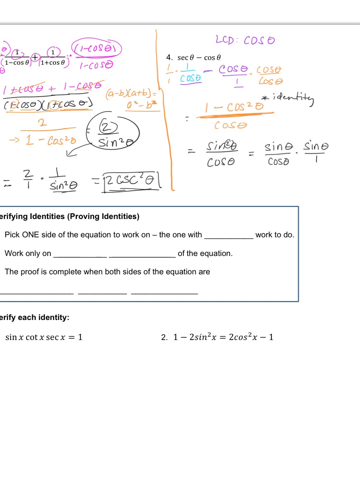This first fraction becomes tangent theta, and then just a times the sine theta. We don't put it over 1. And so there's your final answer for this one. Again, I need to see the work, and then obviously the answer.